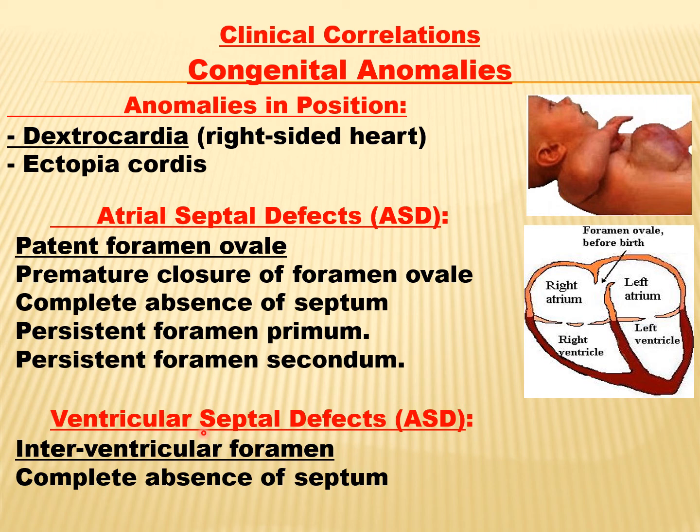Then we come to the ventricular septal defect. The first is interventricular foramen defect. As we said, it mostly occurs in the upper membranous part of the ventricular septum. The lower part is fleshy and thick, so the interventricular foramen defect mostly occurs in the upper membranous part of the septum. Another is complete absence of the septum due to complete failure of development of the ventricular septum.